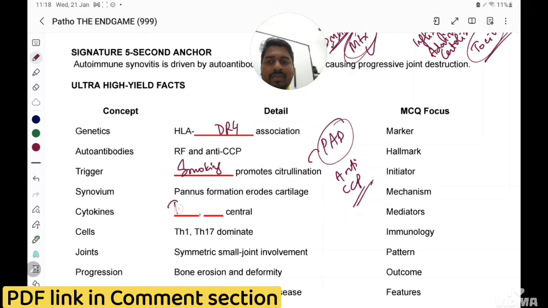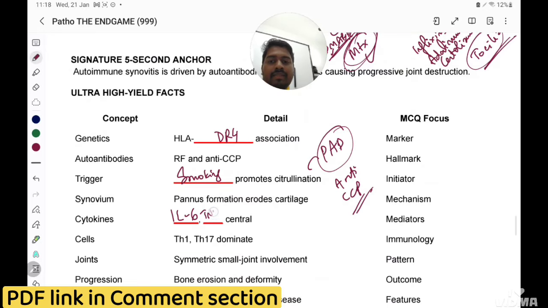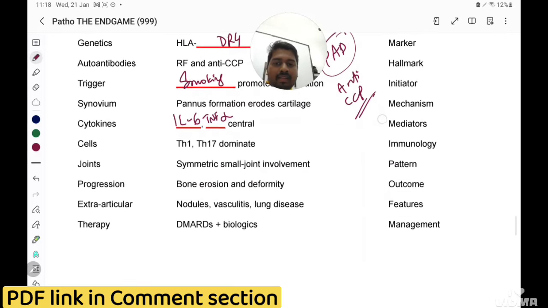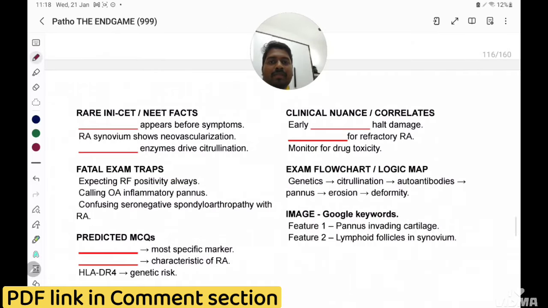Now cytokines which are involved: IL-6 and one more, TNF alpha. Yes, TNF alpha and IL-6. Next, Th1 and Th17 cells are predominant. What appears before symptoms? Anti-CCP occurs before symptoms. It appears in the blood.